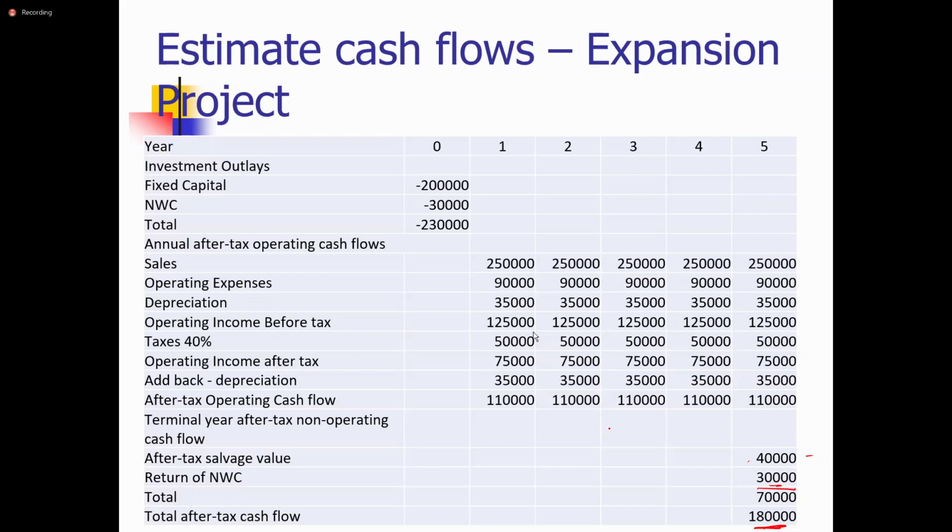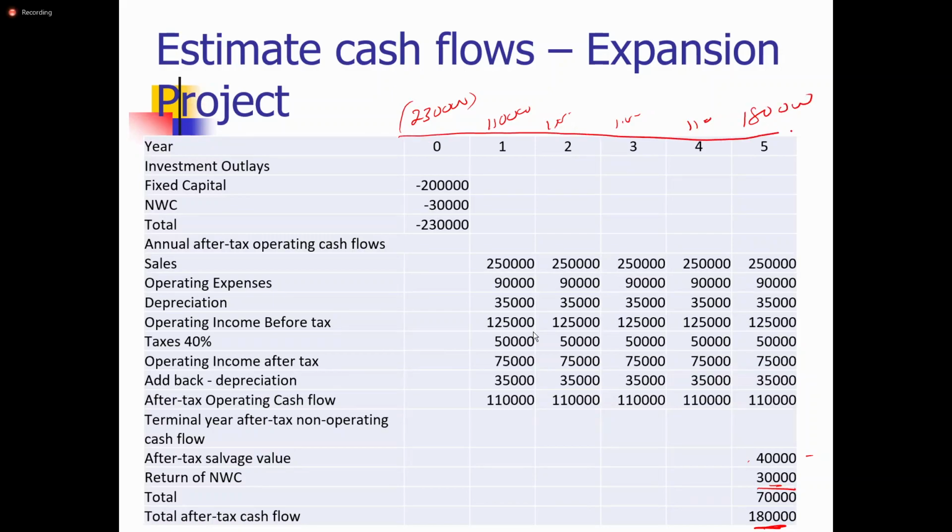So this is how we adjust the terminal year salvage and the release in the net working capital. So now you know the cash flows of the project. Initially, the cost is 230,000. Annual operating cash flows are 110,000, here also 110, here also 110, here also 110. Year 5, it is 180,000.